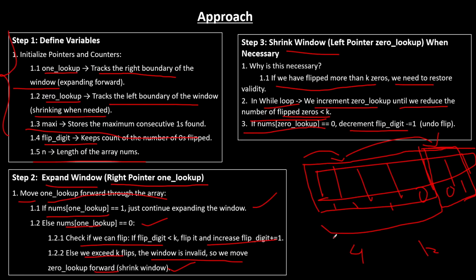So at every step, whenever this keeps on increasing, we keep on storing the maximum size window we are encountering, right? In the while, okay. And whenever the flips reach or exceed the k value, then we put a while loop and we shrink the window forward towards the left until the flips become less than k. Okay, and whenever we encounter a zero, we decrement the flips value.